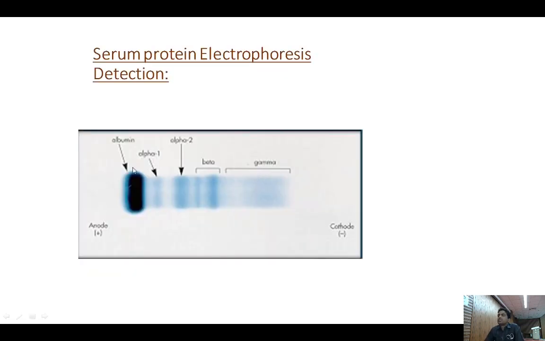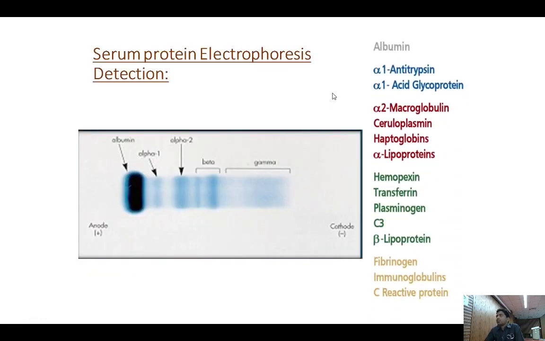So we'll see here what proteins are present. These are the proteins: albumin, right? Then in alpha 1, alpha 1 antitrypsin is important. Then in alpha 2 mainly you will find ceruloplasmin, haptoglobin, and alpha lipoprotein, even alpha 2 macroglobulin. So you have to remember the names, and I think in your manual everything is given. Then in the beta region, beta 1 and beta 2 combined, generally you will find hemopexin, transferrin, and beta lipoprotein. So remember these things: hemopexin, transferrin, and beta lipoprotein.